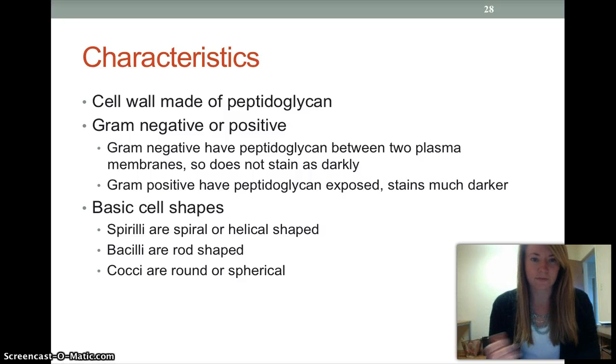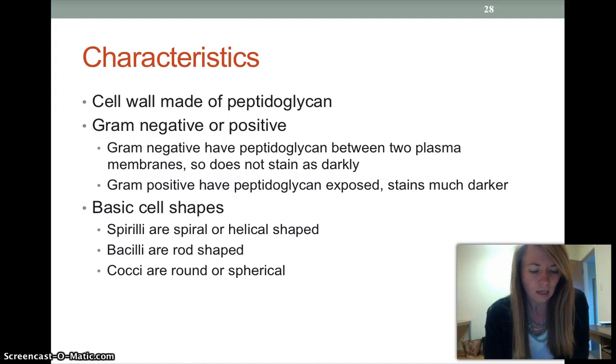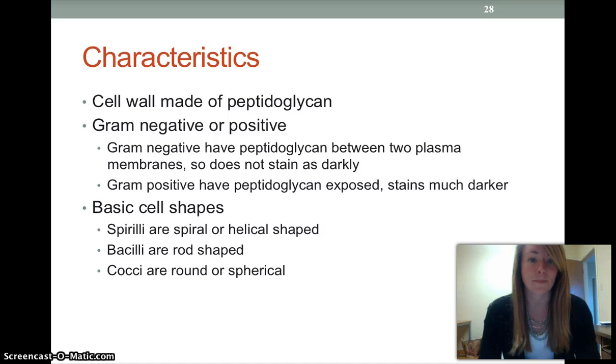So the different shapes of them, and then how many of them there are together, gives it more of a name. If they're in pairs, it would be diplo right before it. If they're in chains, it's strepto, and if they're in clusters, it's staphylo. So if you have ever heard of strep throat, that's from streptococcus. So that's how we name our bacteria.